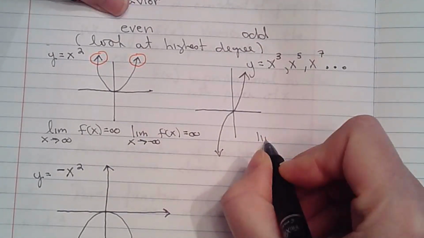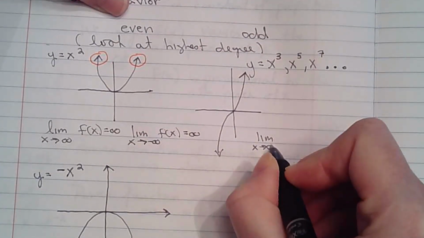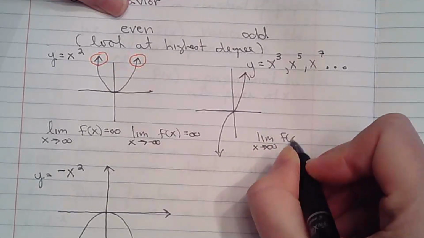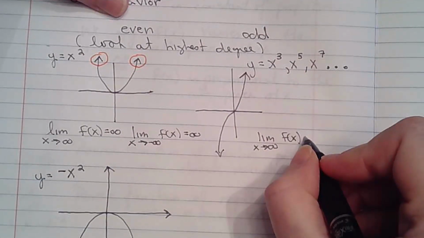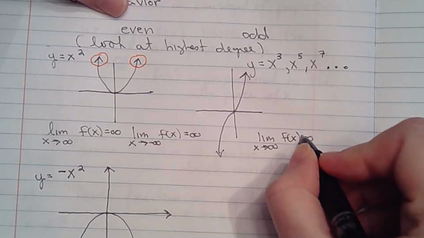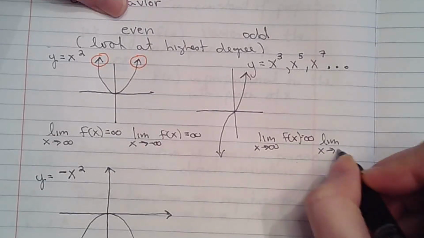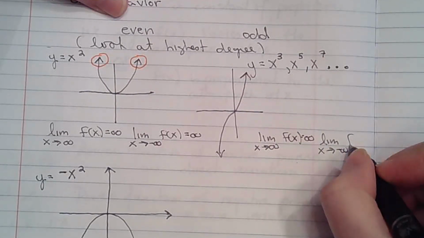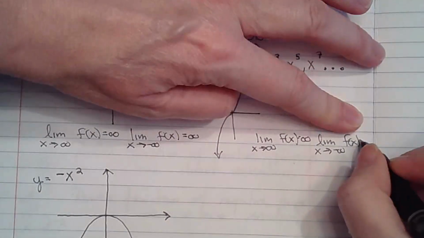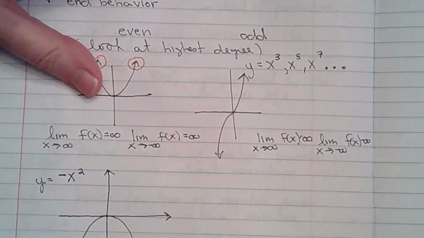So this time, as my limit is approaching positive infinity, my function is still approaching positive infinity. And as I'm going towards negative infinity, my f of x is going to get negative. Barely fit it in there.